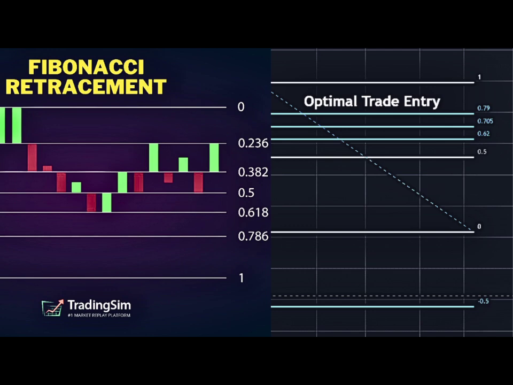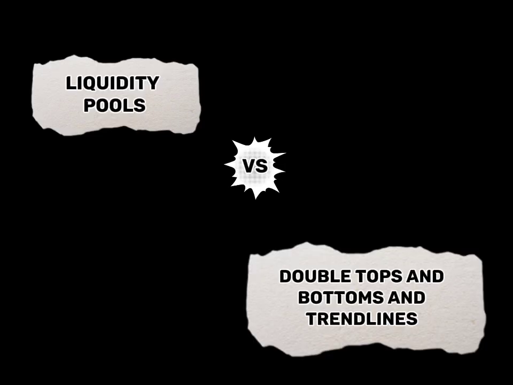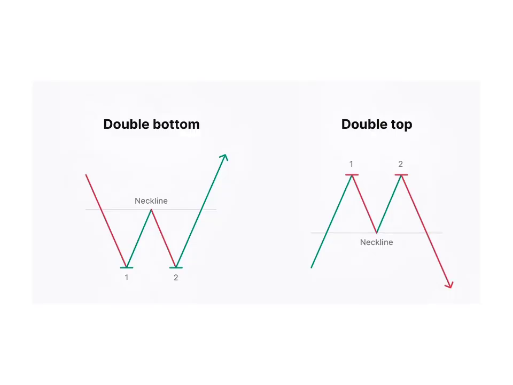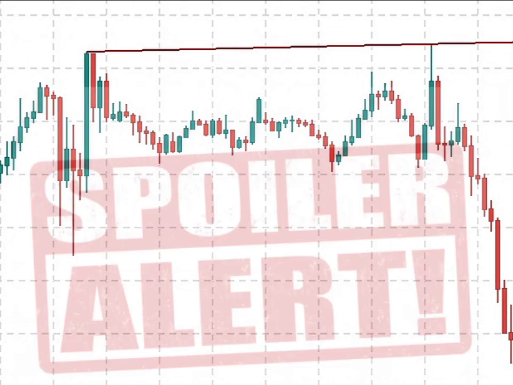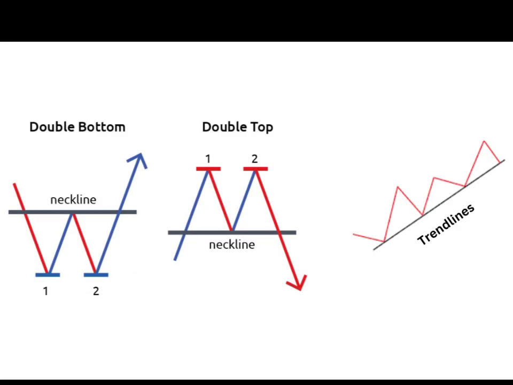Now for the fun one: liquidity pools versus double tops, bottoms, and trend lines. Here's where retail trading gets absolutely dunked on. Retail traders look at double tops and bottoms like they're the market's unbreakable fortress. Oh look, a double top. Price is definitely reversing here. Spoiler alert, it's not. Double tops, bottoms, and trend lines are basically bright neon signs for liquidity.